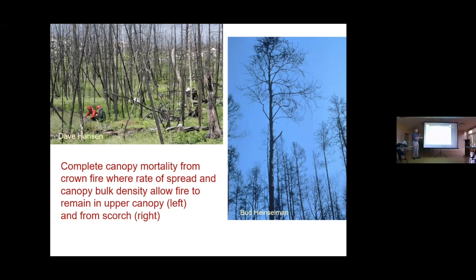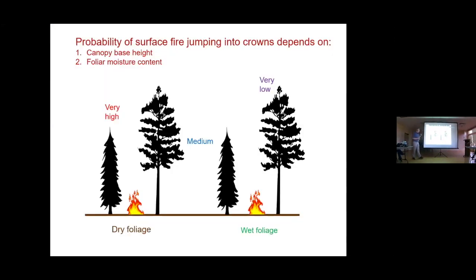And then this jack pine here, which is another one of Bud Heinselman's pictures, was killed by scorch from a surface fire with hot air above it. You can tell that because there are still a lot of things clinging to the twigs there that would have been consumed if that had been a crown fire. And the needles, of course, later dropped off because they had died. So probability of going into the canopy to begin with.